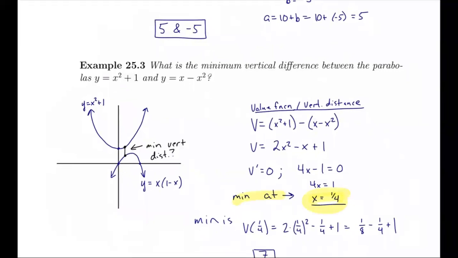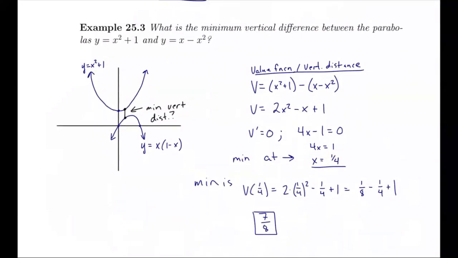So let's be careful about what they're asking for, though. They don't ask us where the minimum vertical difference occurs. That's at x equals 1/4, right? They ask us what the minimum difference is. What is the minimum difference? That's where we need to know the value of our value function, right? Because that is, in fact, the difference between these two. It has a minimum when x equals 1/4, but its minimum value is when we plug 1/4 into that function itself.